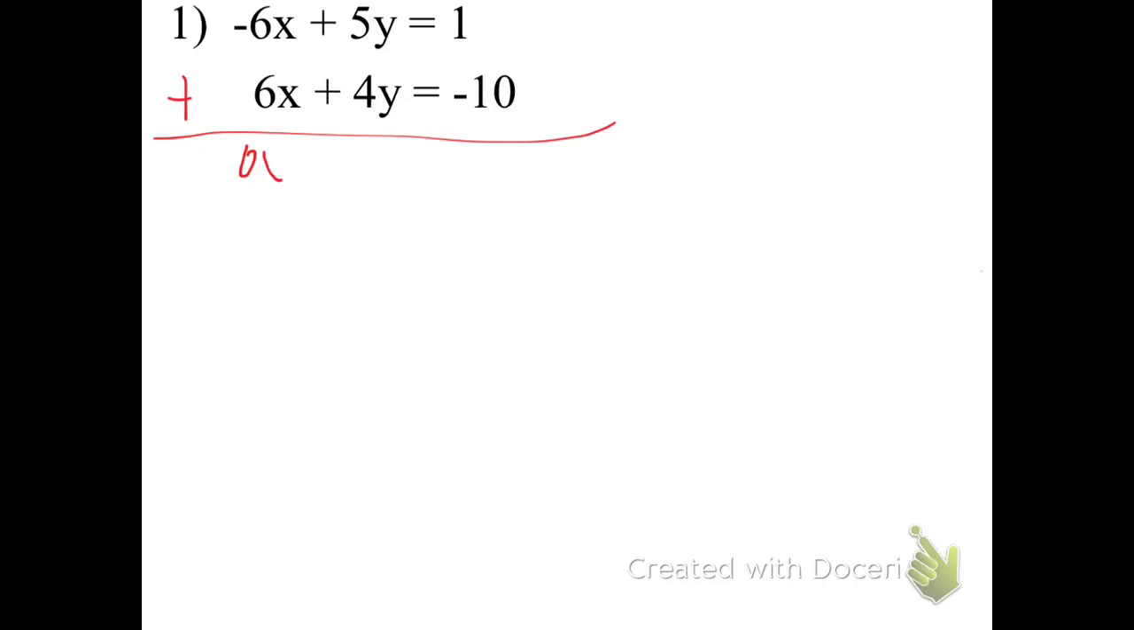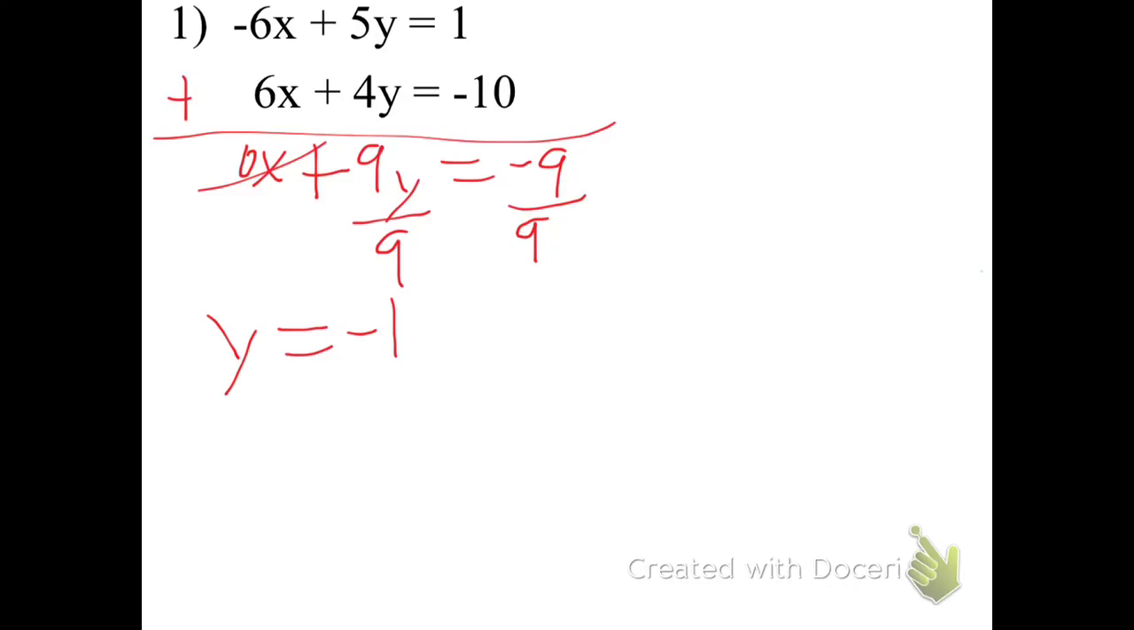Negative 6x plus 6x is 0x. You got 5y plus 4y, that's 9y. And on the right side you got 1 and negative 10. Add those together to get negative 9. There's no x to deal with because it's 0x. 0 times x is 0. And we just got positive 9y. So divide by the 9. We're trying to get y by itself. You get y equals negative 1.